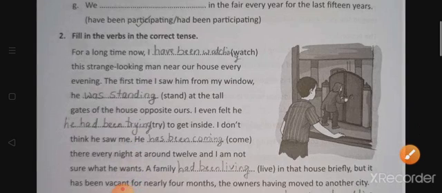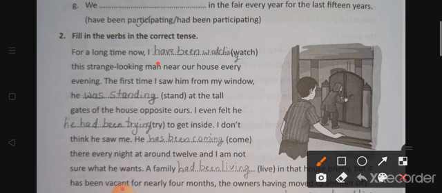Now let's see the second exercise, where you have to fill in the blanks with the correct tense of the verb. For a long time now, I have been watching this strange looking man near our house every evening. So here we are going to use present perfect continuous tense, right? Because since when has the watching been going on? For quite some time, right?